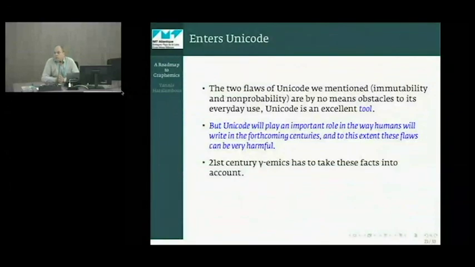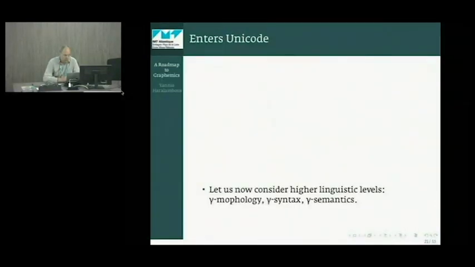Now, these flaws, of course, are not a reason to abstain from using Unicode. On the contrary, it's a very good tool, but it is a tool. And this way of dealing with writing, of making permanent choices, not accepting errors, not correcting errors, and putting this intentional and non-probabilistic mindset over writing will, I'm afraid, play an important role in the evolution of writing in the forthcoming centuries. And Graphemics, the study of Graphemics, has to take this into account.